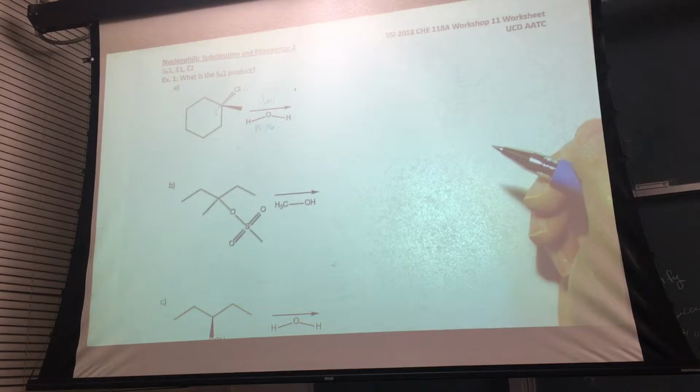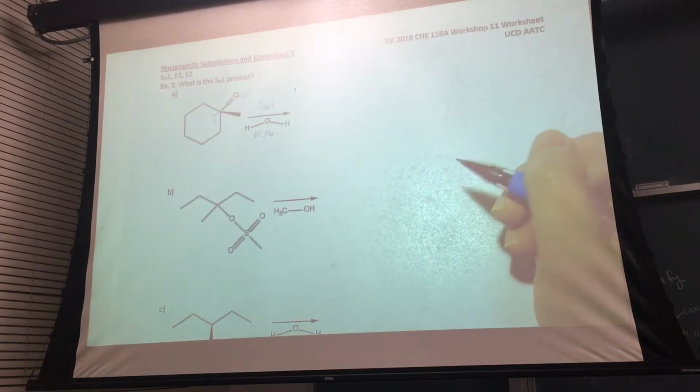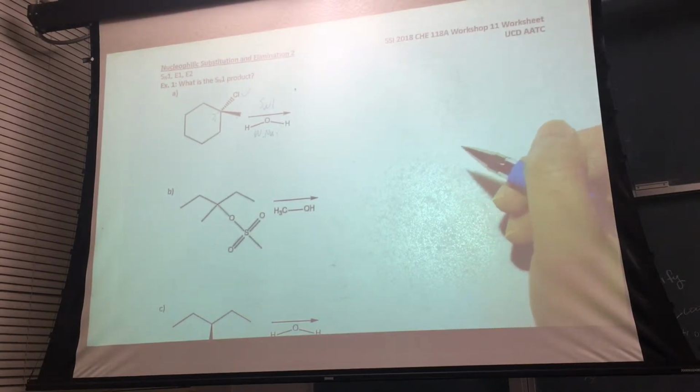The question says what is the SN1 product? No, you should not rely on that. Wait, can we move to example 3? Oh yeah, sure, the harder one. That's the one I think everyone wants to see.